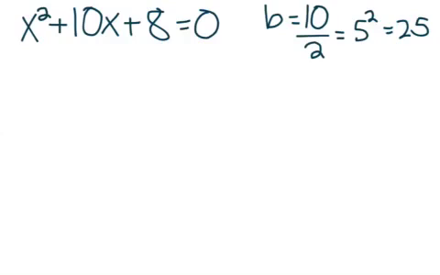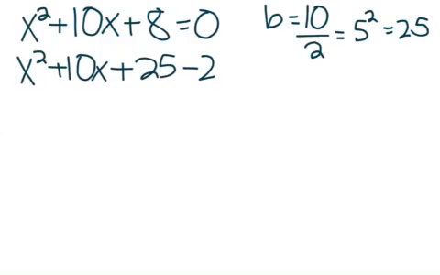So I start by rewriting the first two terms. So I say x squared plus 10x. And then I add 25, because I got it right here. And I subtract it. And then I bring down the plus 8 equals 0. Right, hopefully this feels familiar because we've done this process before.